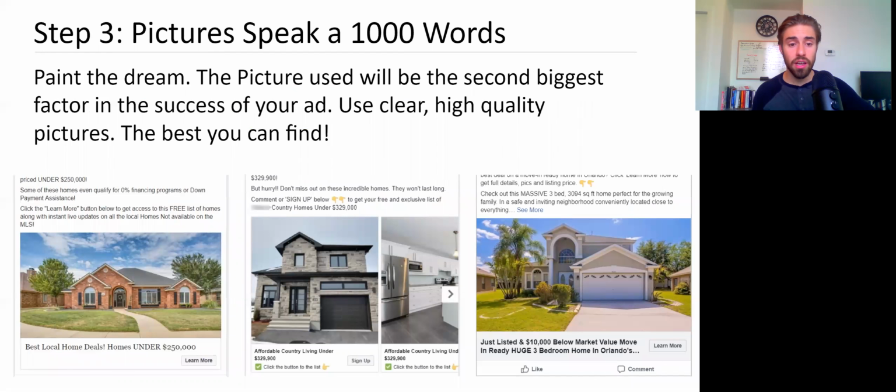Step 3. What creative are you using to capture your audience's eye? Very important as well to find the nicest, highest quality images you can find. And just a pro tip here, we typically just grab the images off Zillow's website, Zillow.com, and just search for homes in your city, copy and paste those right onto your ads. Very easy, very straightforward.